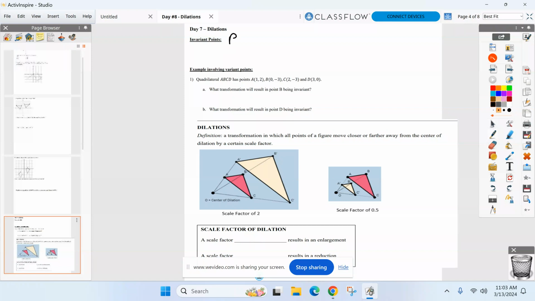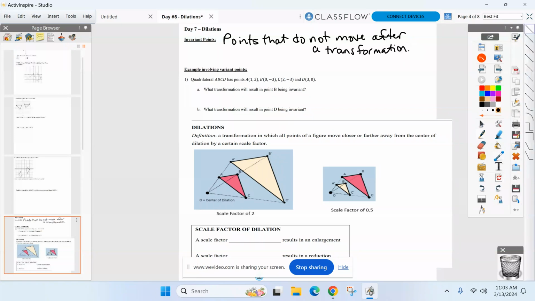Those are points that do not move after a transformation. Points that don't move. And we've had that come up. Those are invariant. So I just want to test your knowledge here on invariant points before we get to dilations today. But what's about to happen is pain. It will pain me very, very much.